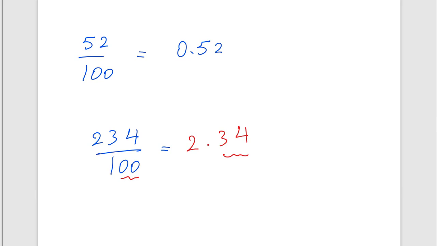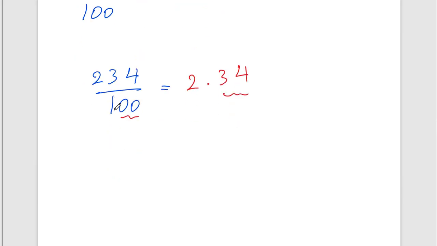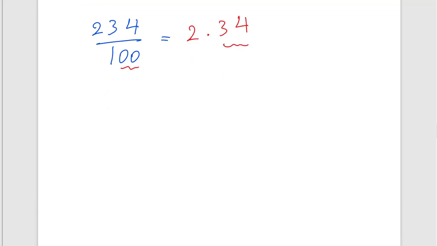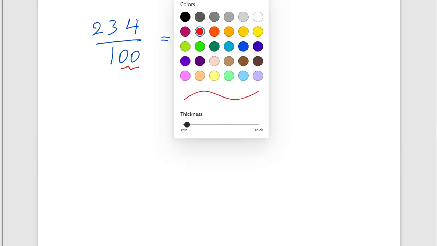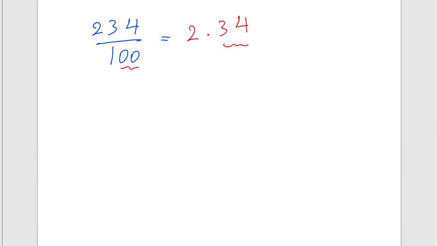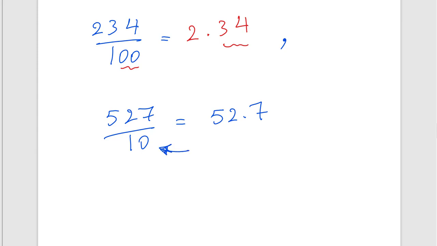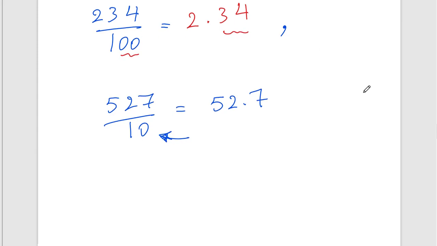Okay, so if we have 10 in the denominator, we need 1 digit to the right of the point. Okay, focus here, my heroes. I will write the same question again, but I will write it a different way. 5 to 7, for example, over 10. So in this case, do not make it 5.27. No, it's 52.7. We have only 10 in the denominator here.